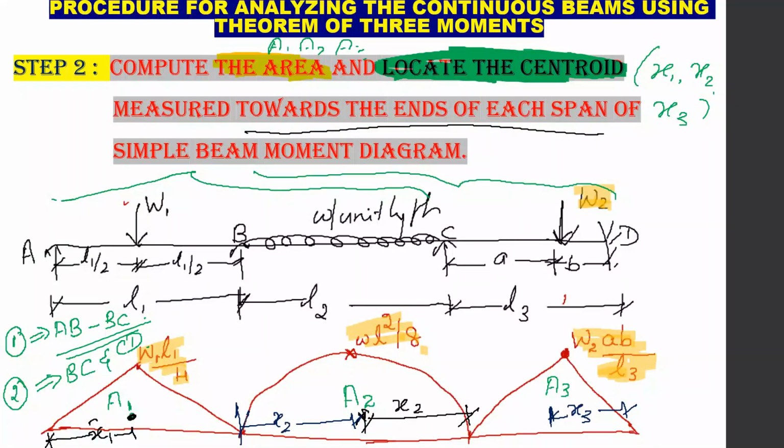Now we will move on to our third step. In the first step, we draw the simple beam moment diagram. In the second step, we calculate the area and locate the centroid towards the end of the span. Step 3 is to identify the support moments which are to be determined. So how will you identify the support moments?